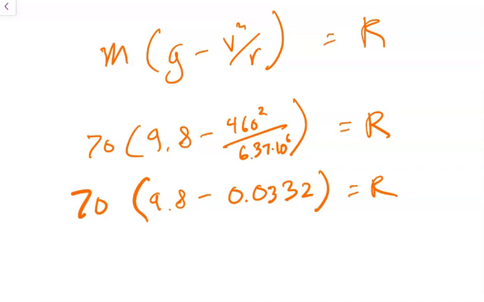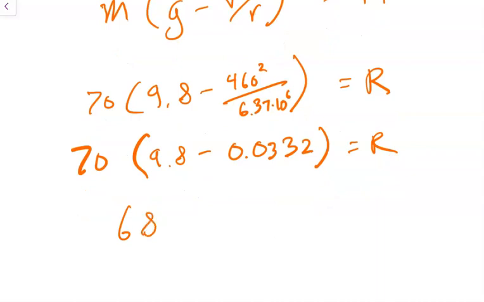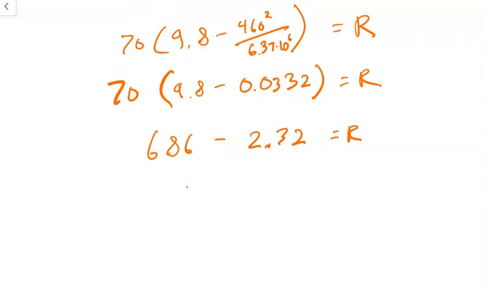That equals r. And 70 times 9.8, that's my gravitational force, right? So I have 686 newtons downward. That's my gravitational force in newtons. And then I do 70 times my 0.0332. And this is technically my centripetal force, which is 2.32, and that equals R. So you can see that it is pretty much negligible. R is going to be equal to 686 minus that answer. I get 683.7 newtons. Of course, I'm allowing some level of precision.